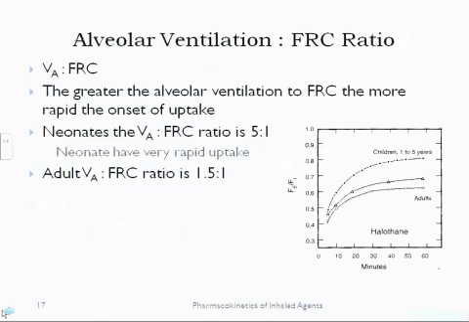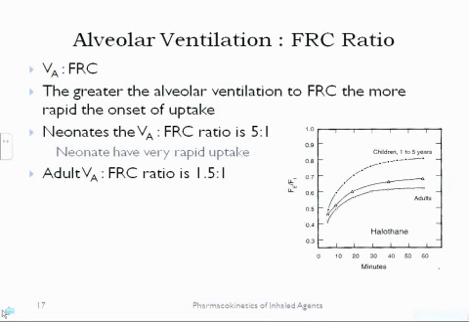Now, when you look at the alveolar ventilation to FRC ratio, what they're showing you here is that children go to sleep really fast. Why? It's a simple equation: the greater the alveolar ventilation relative to overall FRC, the more rapid the onset of uptake. People with high minute ventilation in comparison to their FRC will tend to go to sleep much more rapidly, and a perfect example is a neonate.